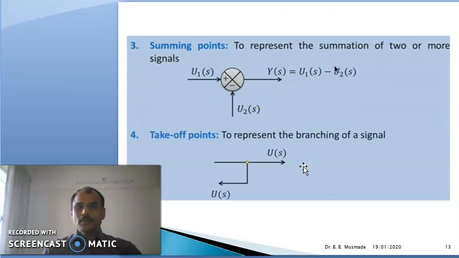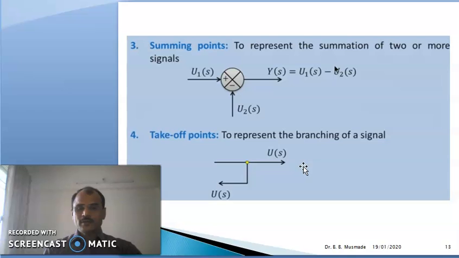The third important component is a summing point. For instance, U1 of S and U2 of S are two pieces of information approaching the system. Here, the summing point is set as a subtractor. So the effective information coming out from the subtractor is Y of S equals U1 of S minus U2 of S. The fourth component of a block diagram is the take-off points or pick-off points.